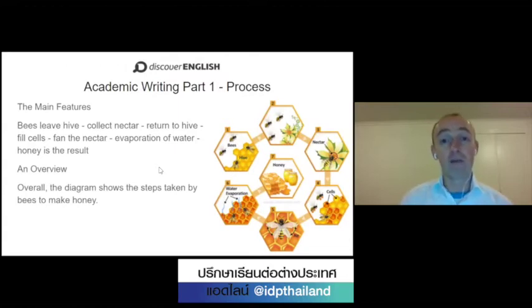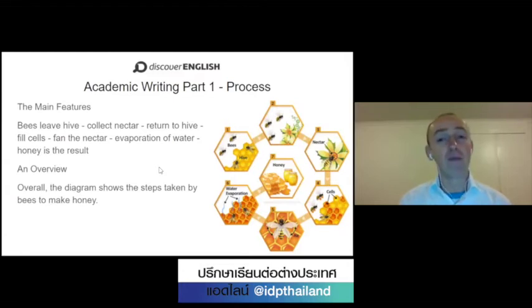So with the process, you're basically describing those main features and trying to use synonyms where possible, and trying to make sure that you're getting the correct word forms there. And an overview for the process is a very simple thing. It's something like this. Overall, the diagram shows the steps taken by bees to make honey. It's one sentence. It's very simple.